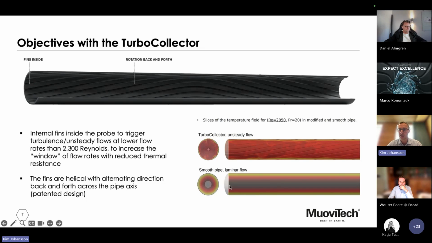And this is also what we can see in the cross-section. You can clearly see these layers in the temperature field of the fluid. But if we take a look at the TurboCollector instead, we can see that the temperature is much more evenly distributed. And this shows that we have a more turbulent flow and therefore also better heat transfer.